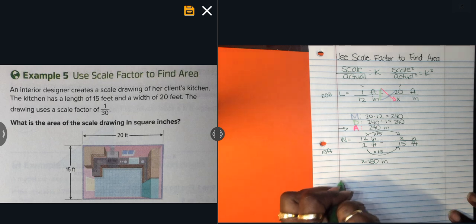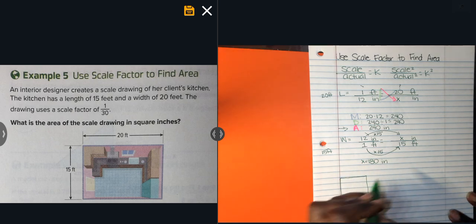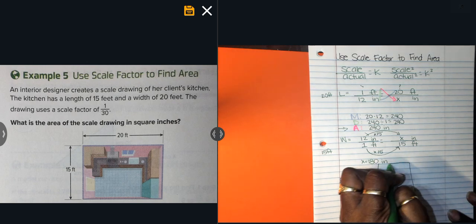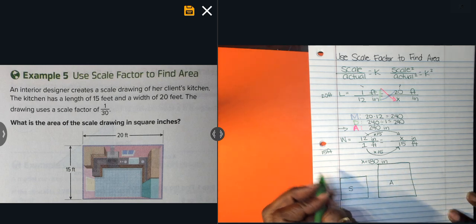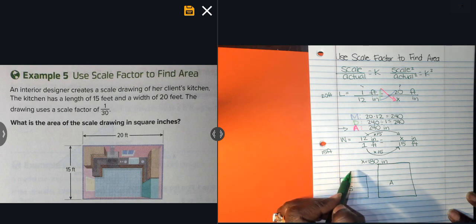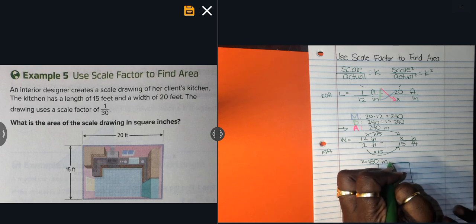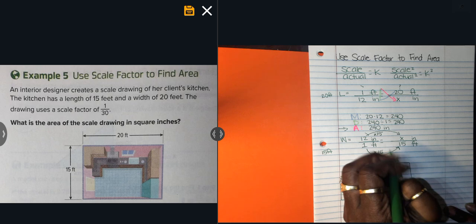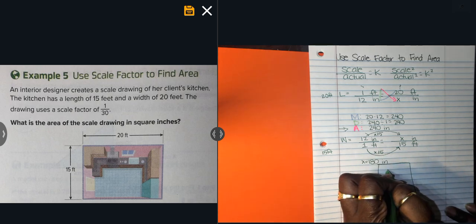So the scale was, I'll just draw a little kitchen here. This will be our scale and this will be our actual. And all we're doing is just plugging in that information that we found out. So we have our inches here. And actually, guess what? We didn't do anything but just found out the area of the actual kitchen.